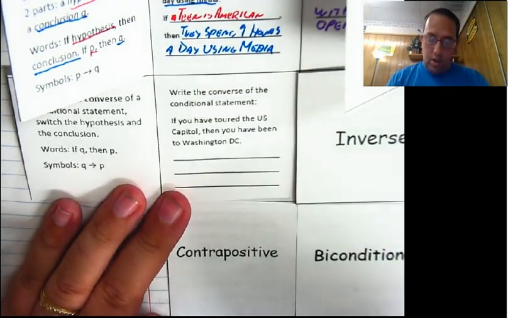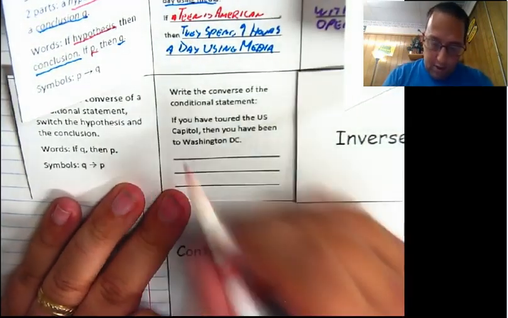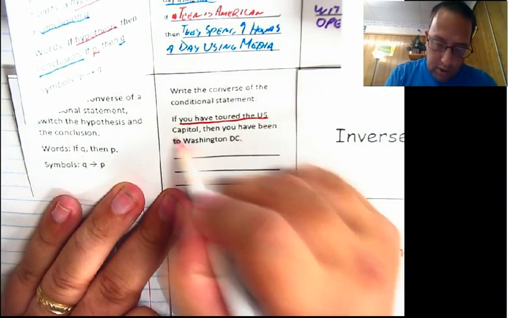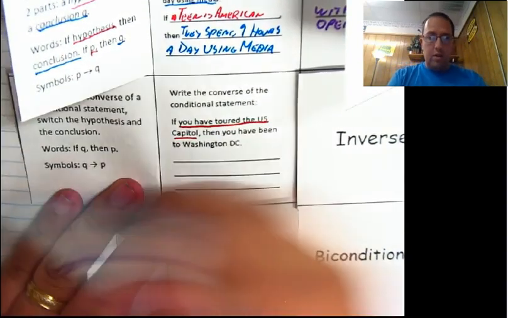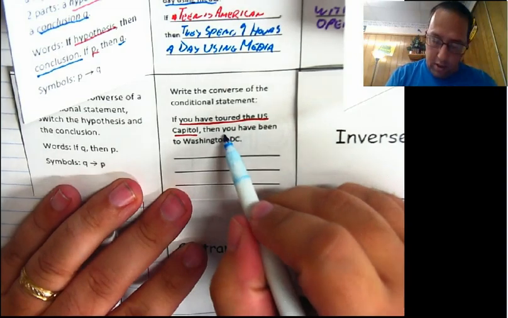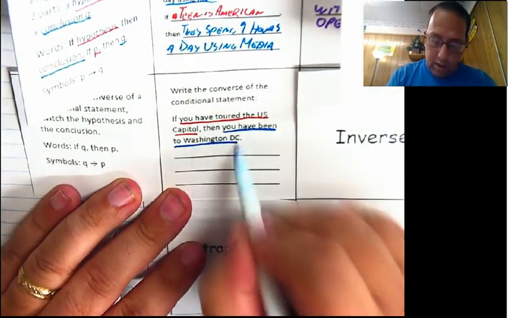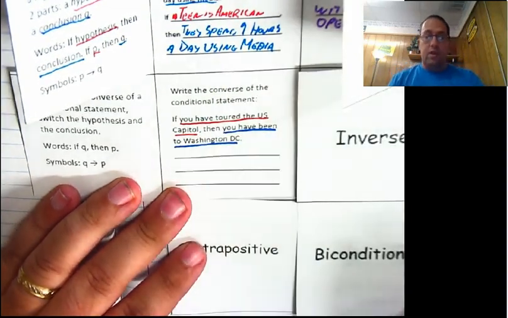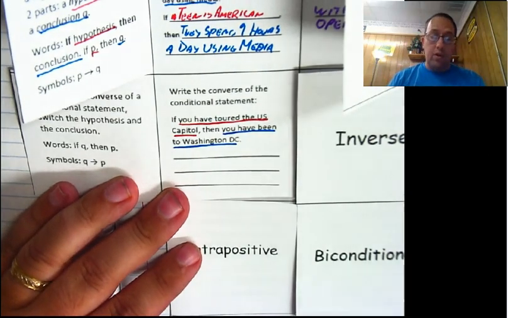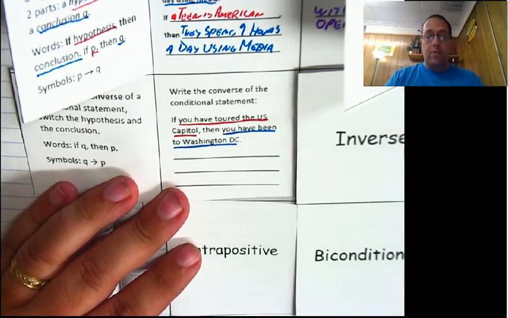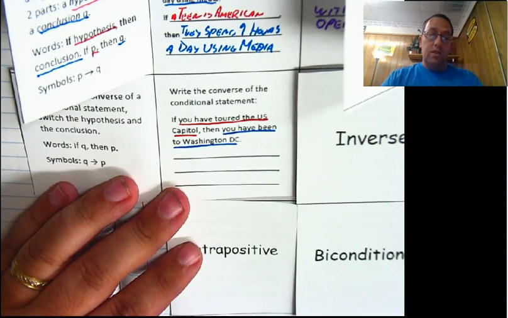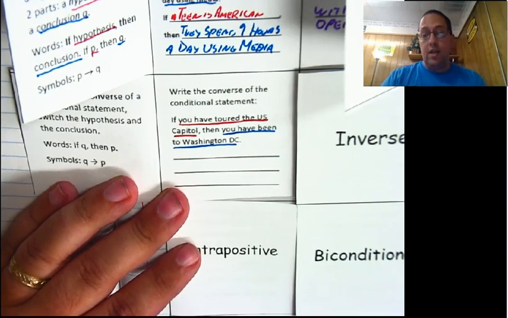All right? So let's see here. The hypothesis: you have toured the U.S. Capitol. The conclusion: you have been to Washington, D.C. Now, first off, is that a true statement? Well, yeah, because the only way you could be inside the U.S. Capitol building is if you're in Washington, D.C., because that's where the Capitol building is.